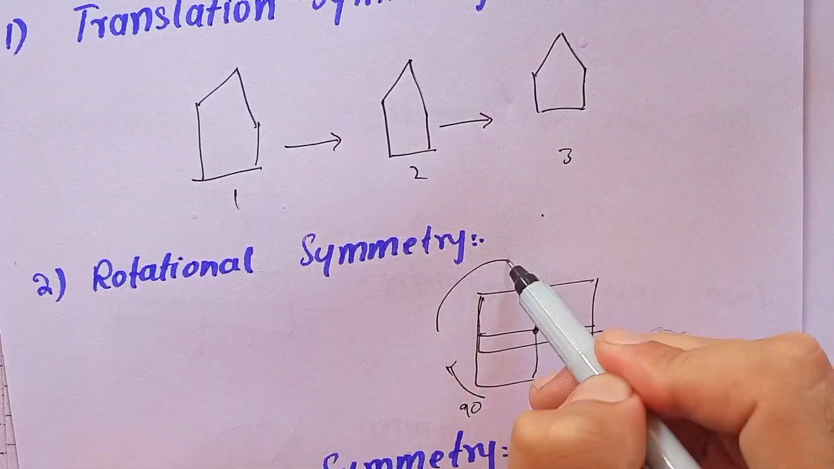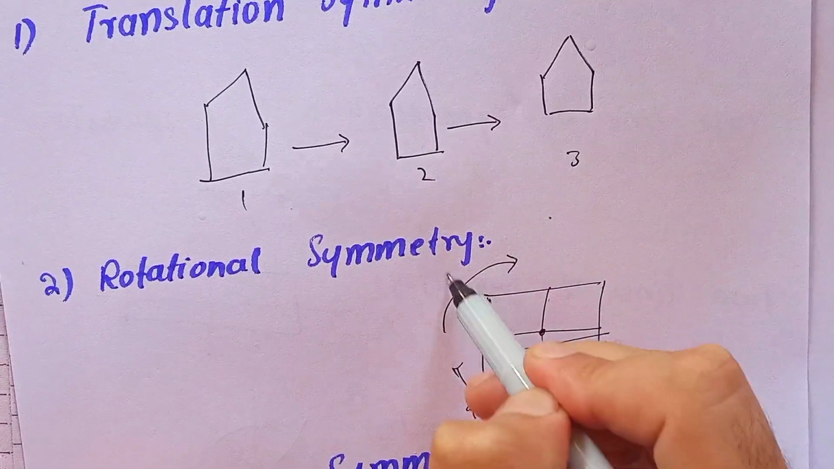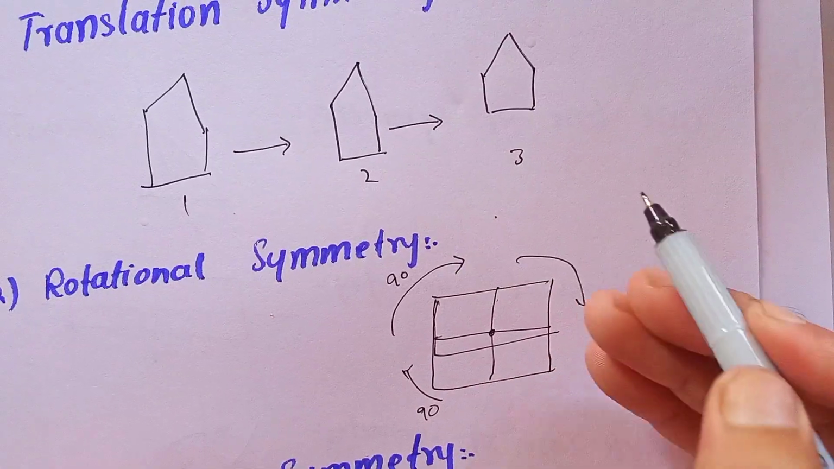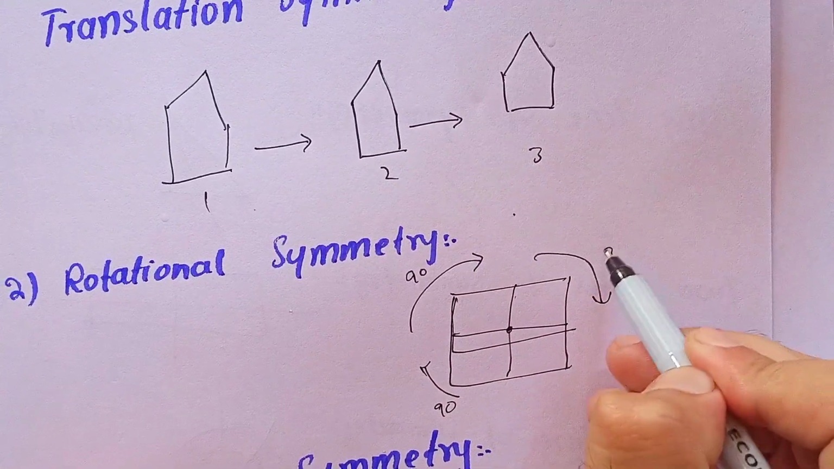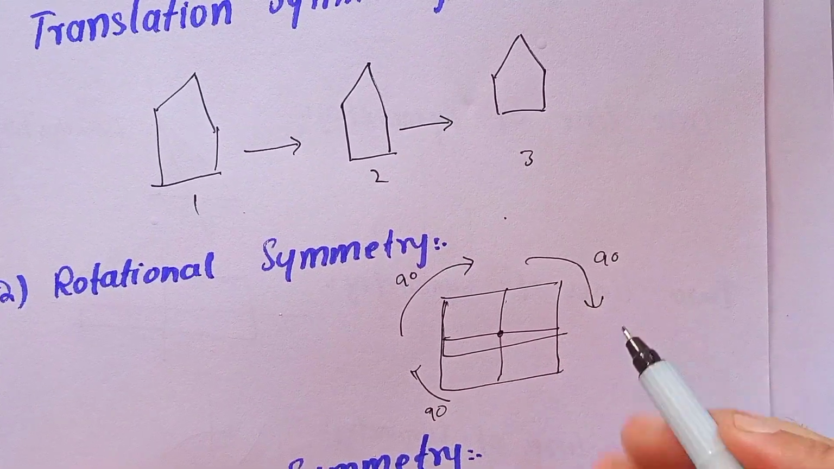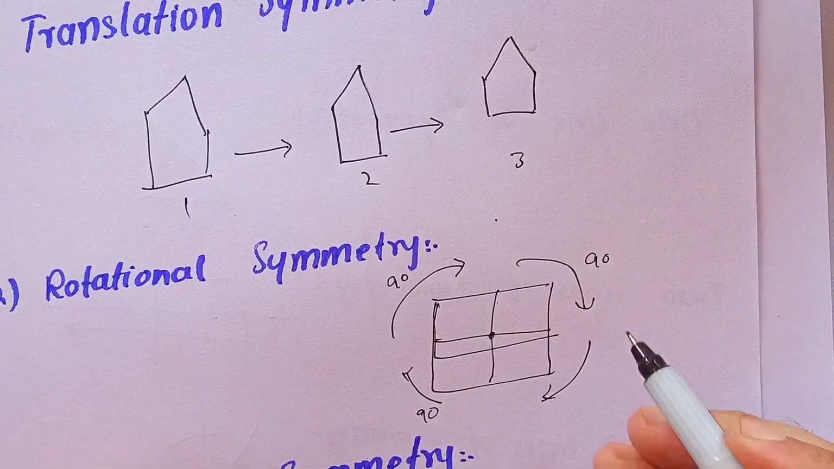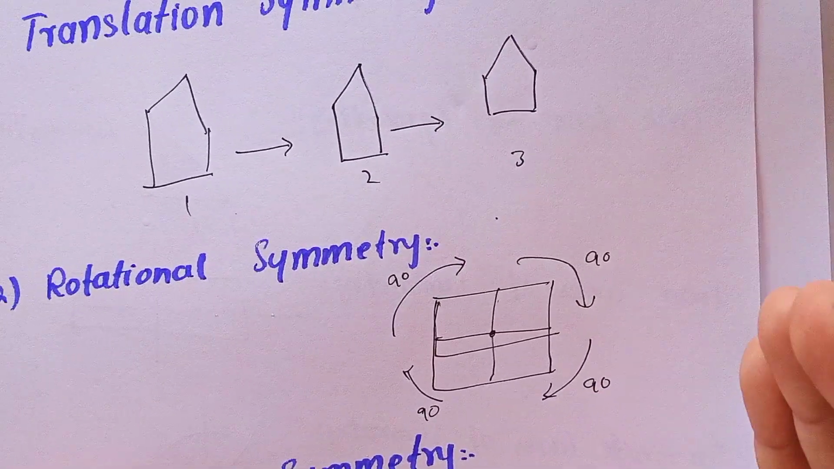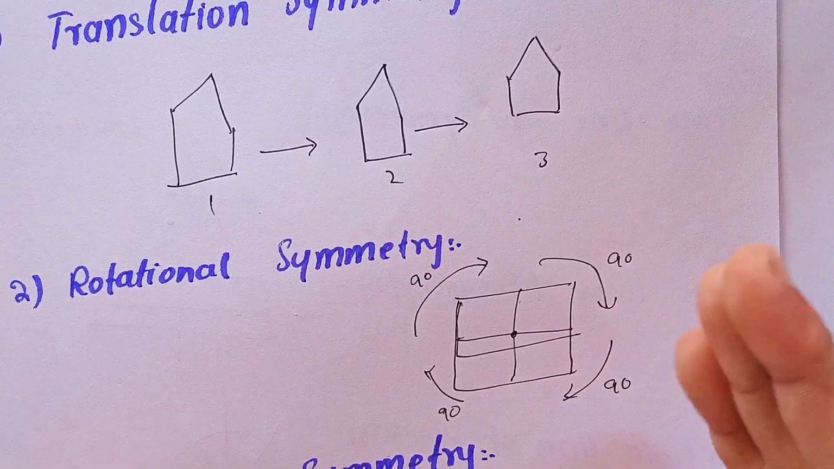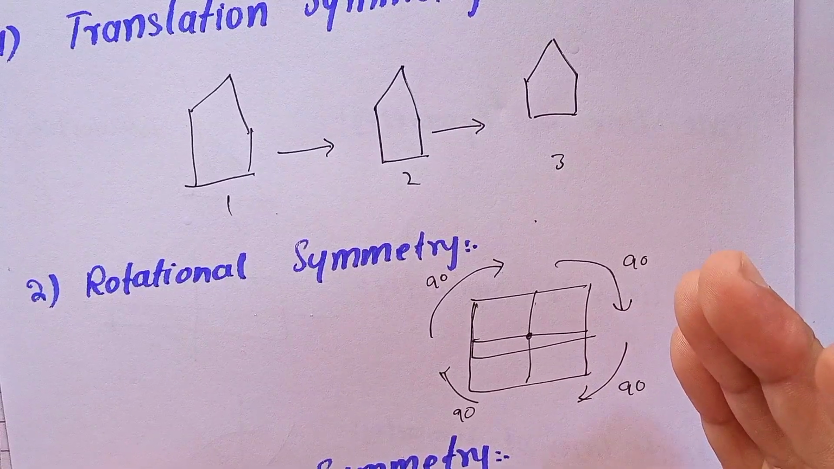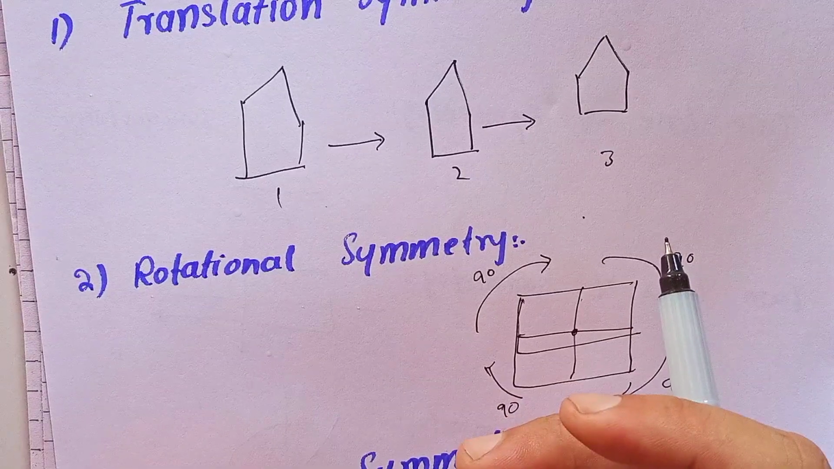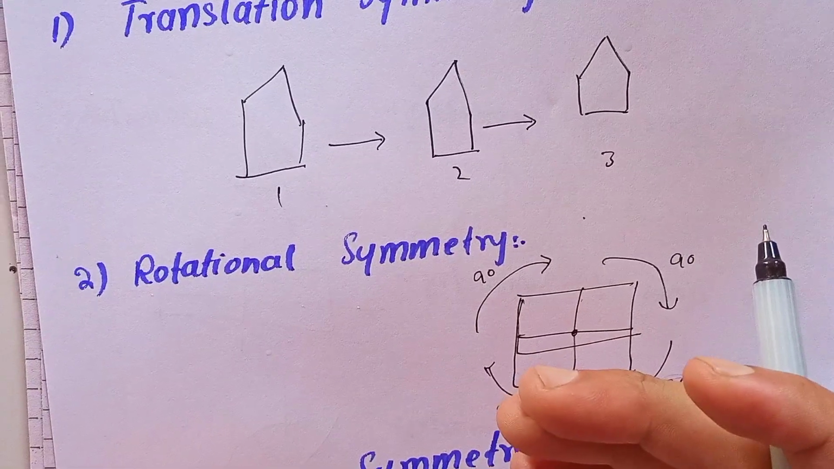If I rotate this object again by 90 degrees, then it will regain the same orientation. And again if I rotate this object by 90 degrees, it has the same orientation. And again if I rotate this object by 90 degrees, then this shape has the same orientation. Such symmetry, obtained by rotating an object, is called rotational symmetry.